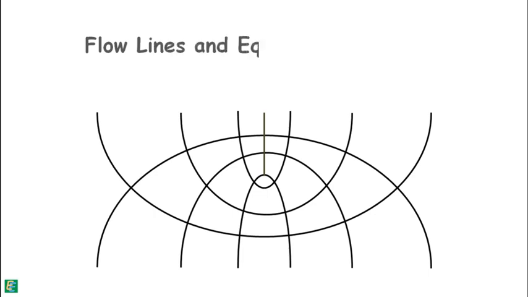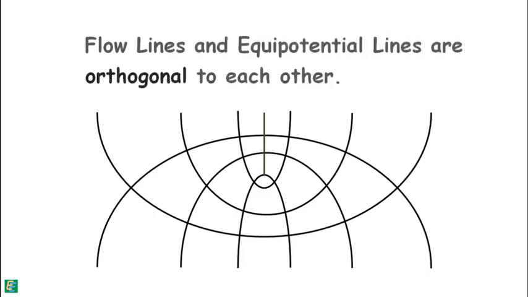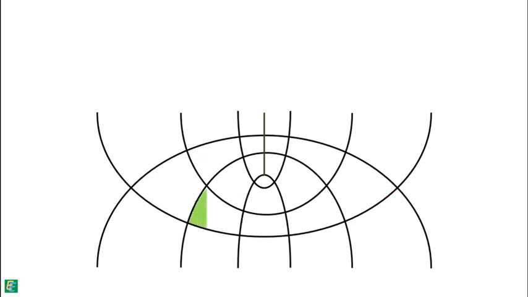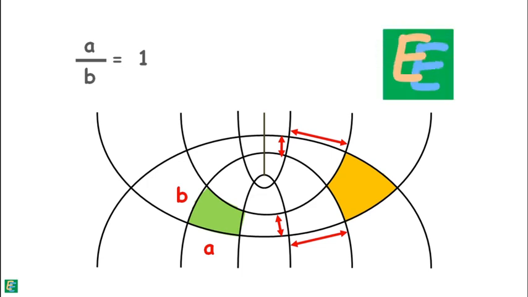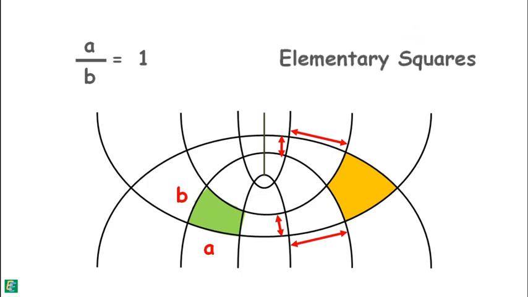The second characteristic of the flow net is that flow lines and equipotential lines are orthogonal to each other. That means they should intersect each other at right angles. Third, the ratio of the length and width of each flow field should be constant. Generally, we take this ratio as unity for convenience. In other words, the flow net consists of approximate squares that are called elementary squares. In elementary squares, the average distances between opposite sides are equal.